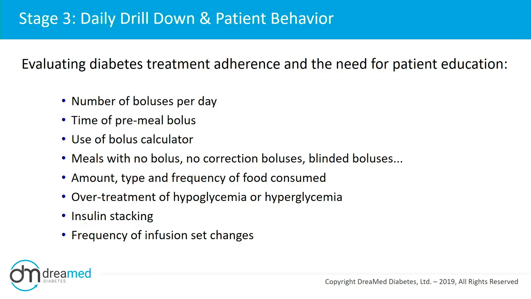Step number 3 will be to drill down. So after we find these patterns, we're trying to look at the day-over-day glucose patterns with the insulin and trying to find the causes for what we saw. And we're trying to evaluate the treatment and the adherence to the treatment. So for example, we'll look at metrics like the number of boluses per day, the time of the meal, pre-meal boluses, was it being delivered before meal, after meal, at meal time, and you can see the entire list here on the slides.